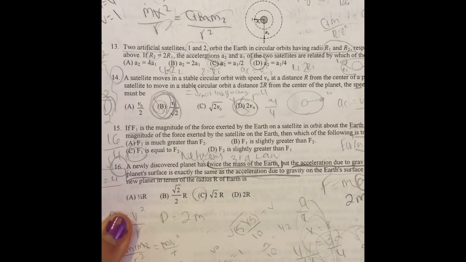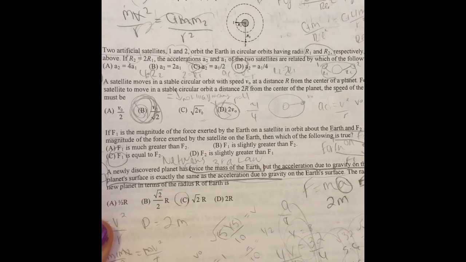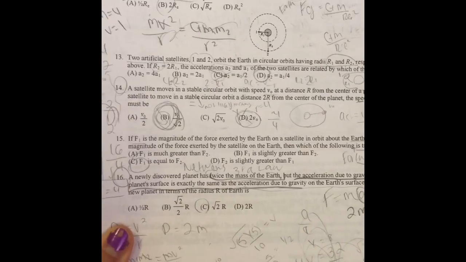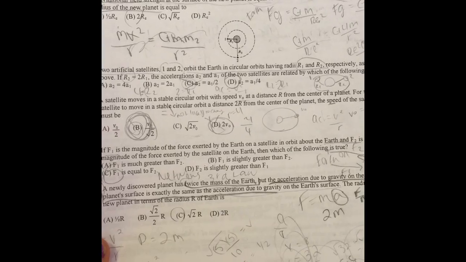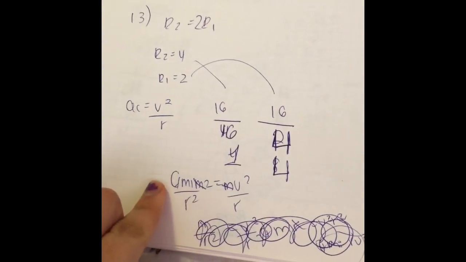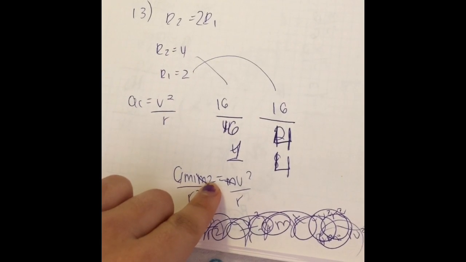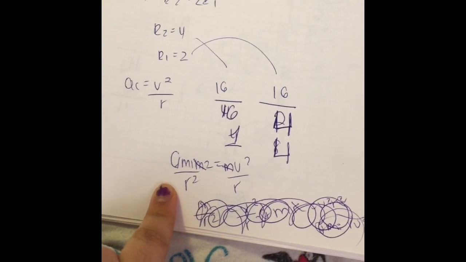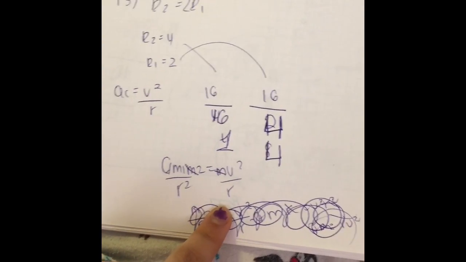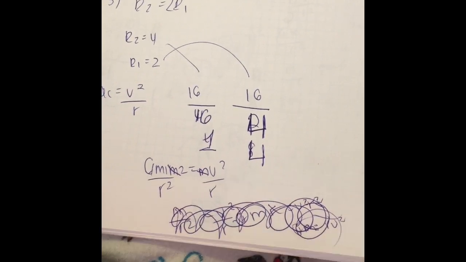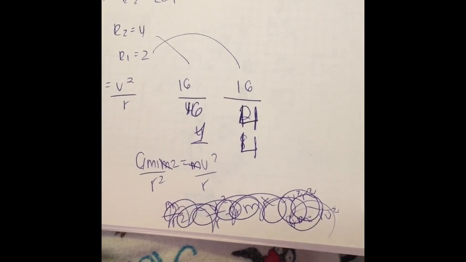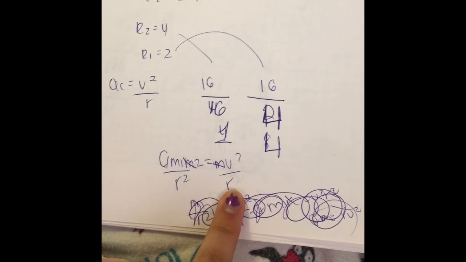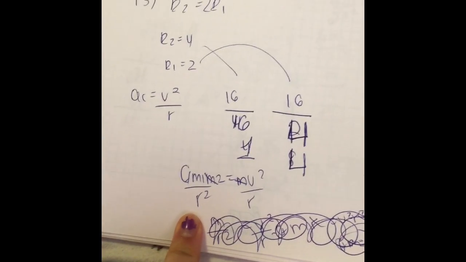So for question 13, it asks how the accelerations are related if r2 equals 2r1. And I did this by doing GM1 m2 over r squared is equal to mv squared divided by r, since they have a centripetal force. Then you get that the centripetal acceleration, since it's asking for the accelerations, is v squared divided by r, and v squared divided by r is equal to GM1 over r squared.